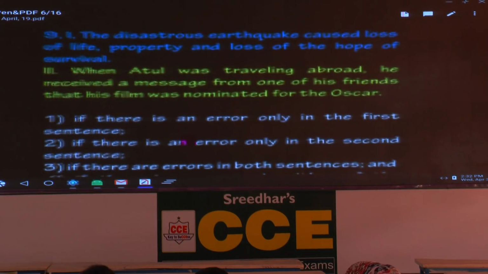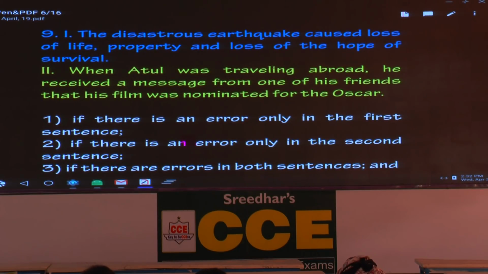Question number 9. The disastrous earthquake. Underline the word disastrous. Disaster means something negative, very bad, mishap. The disastrous earthquake caused loss of life. Underline the word loss. Loss of life, property, and loss of the hope of survival. Can you use loss 2 times? So where is the error? Loss of life 1, property 2, and the hope of survival. So please strike off the second loss. Loss of life, property, and the hope of survival. That is the right sentence.